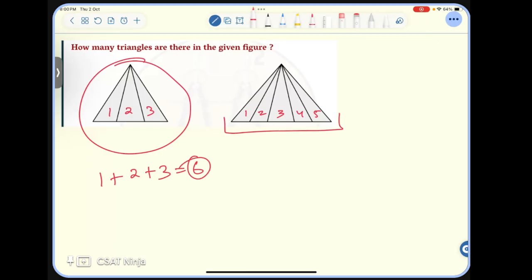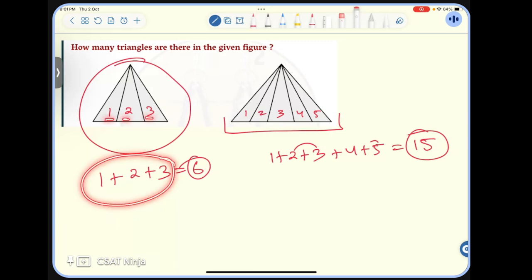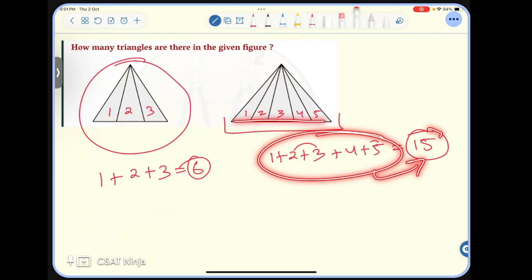Same thing goes for this one. How many triangles are here? 1 plus 2 plus 3 plus 4 plus 5, which gives us a total of 5 plus 5 is 10, 10 plus 4 is 14, and 15. There is a total of 15 triangles there. So whenever you see this kind of triangle, you first number the triangles. After that, you sum the terms, which will give you the correct answer.